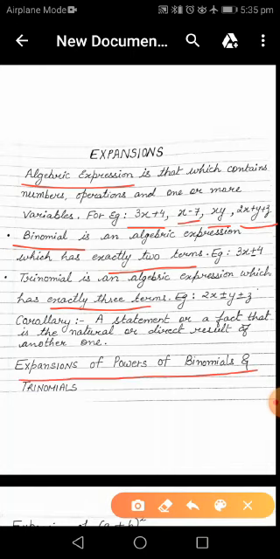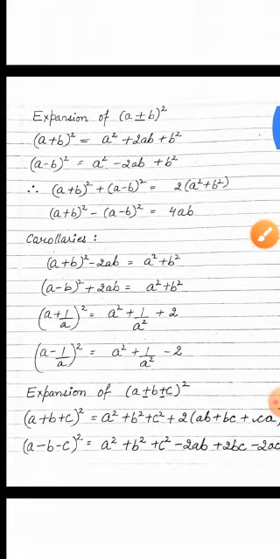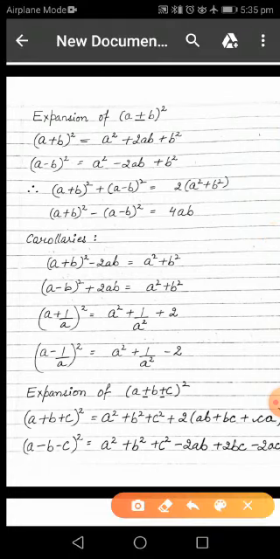Expansions of powers of binomials and trinomials. The very first expansion we have over here is a plus b whole square, that is a square plus 2ab plus b square. Next we have a minus b whole square, that is equal to a square minus 2ab plus b square. We have already done these identities in the previous classes. Now what we learn over here is, if we add the two identities, what do you get? We get twice a square plus b square, and if you subtract the two identities, we get 4ab.